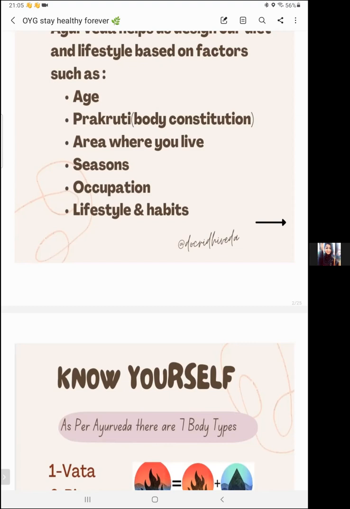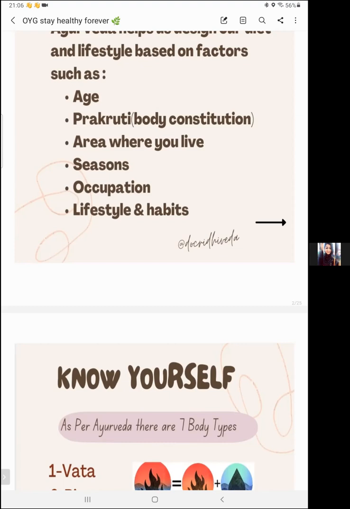Also, whatever things they are eating and consuming is a very important factor, because according to that place, the gunas of nature will be in the food. So we judge, okay, this person is living here, so he'll be consuming this kind of food, so he has to do something which is opposite to that, so that there is a balance between those.